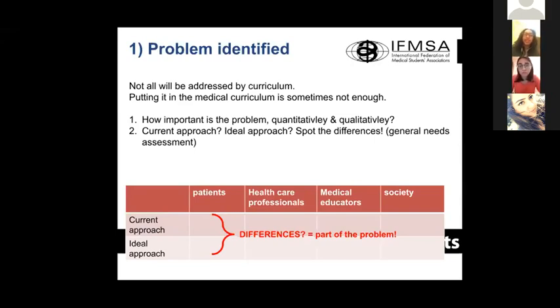After listing the current approach and the ideal approach, the difference between the current approach and the ideal approach is the problem identification. After knowing what the current situation is in my case and what the ideal approach is, I can figure out what the problem is that is lacking in my country or in my universities.